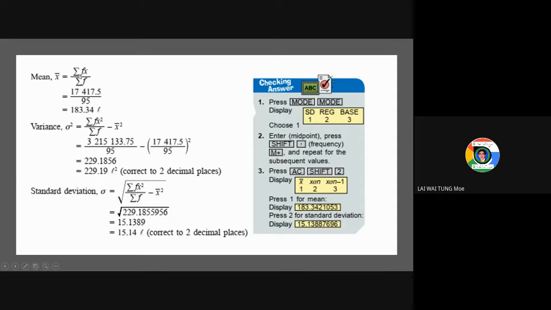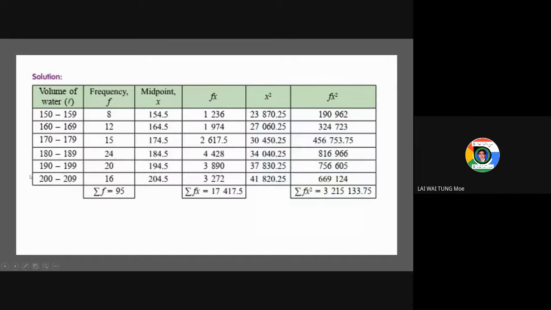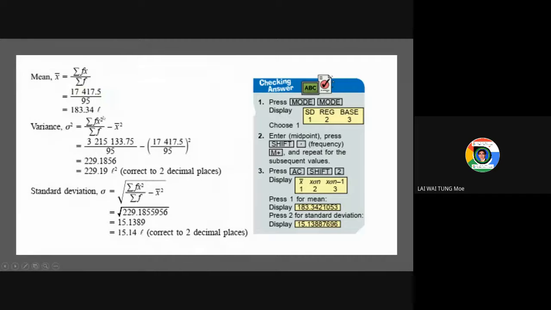So to calculate the mean, the formula is total of fx over total of f, which you can obtain from your table. Total fx is this one we already calculated, and total of f we also obtain from the table, from here 95, and 17417.5. Everything is from the table. So you just copy the values from your table into the formula and then press the calculator, and you get the answer here.